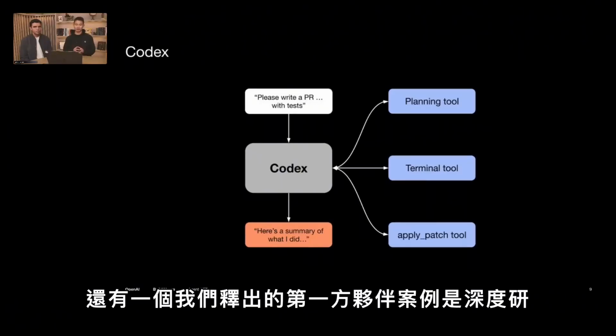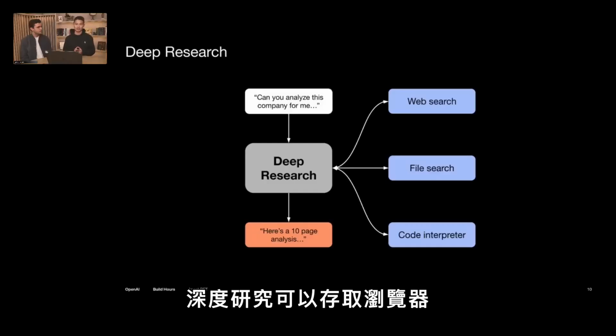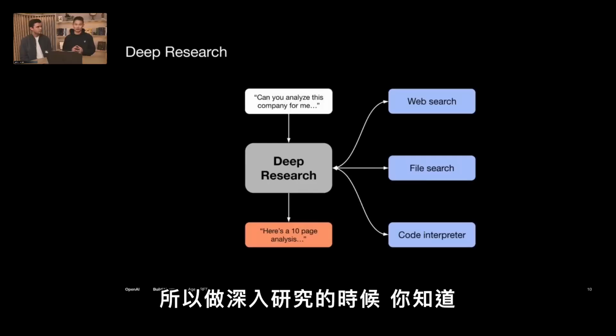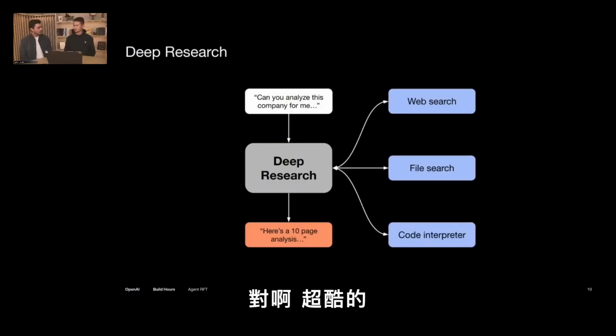Another example of a first-party agent that we've released is Deep Research. It's now embedded within our agent and GPT-5 products. Deep Research has access to a browser, can also look through your files, and can also run code. This set of tools allows the agent to deliver you the most up-to-date, most accurate research articles. Yeah, that's super cool.